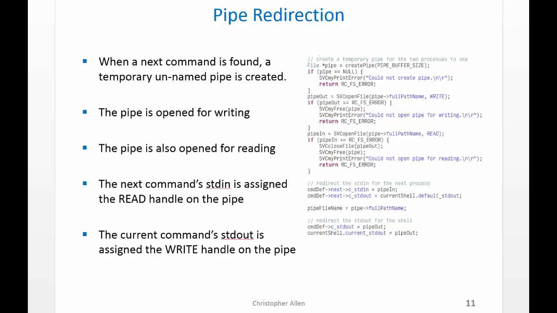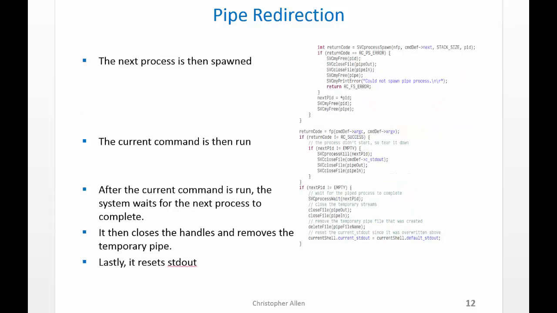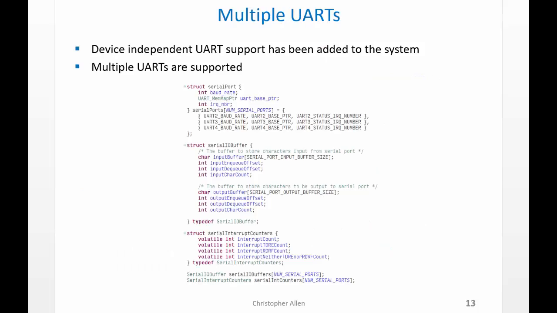When I go to execute a command line that was entered that has a next command line to it, I create a temporary unnamed pipe. The pipe is then opened for both reading and writing. The next command standard in is assigned the read handle on the pipe, and the current command standard out is assigned the write handle on the pipe. The next process is then spawned. The current command is then run. After the current command is run, the system waits for the next process to complete. It then closes the handles and removes the temporary pipe. Lastly, it resets standard out.